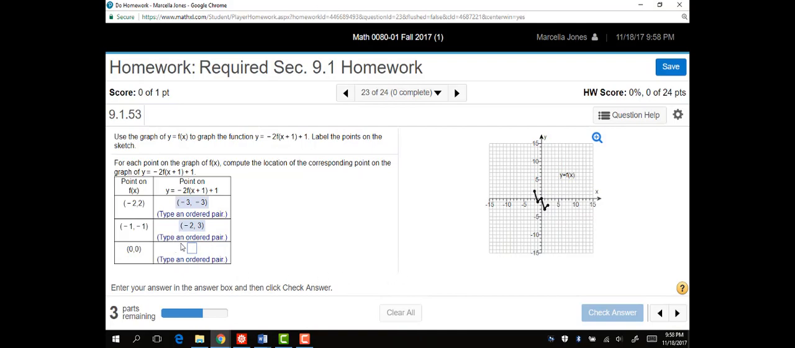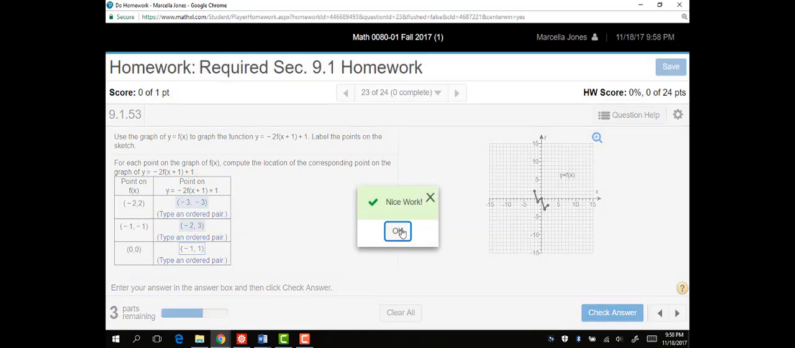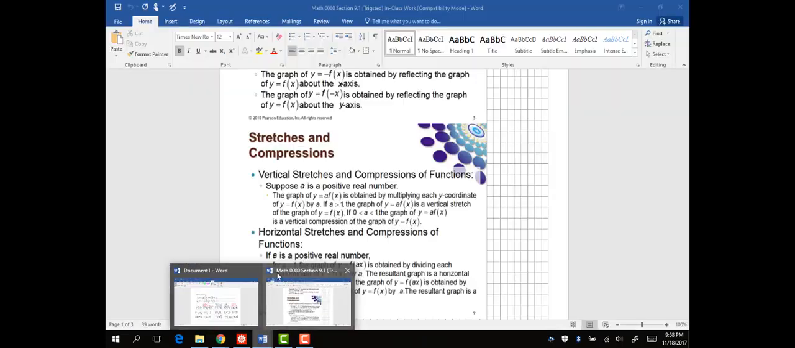Let's put this into my math lab. All right, so let's check our answer on that one. All right, so now let's transform the point (1, -3).